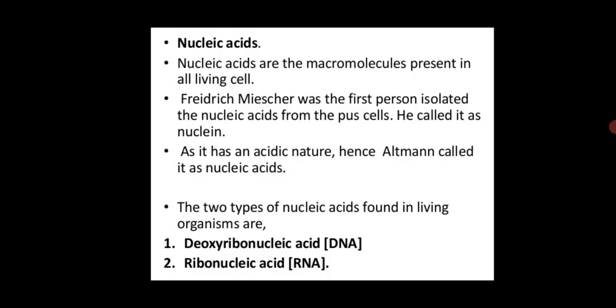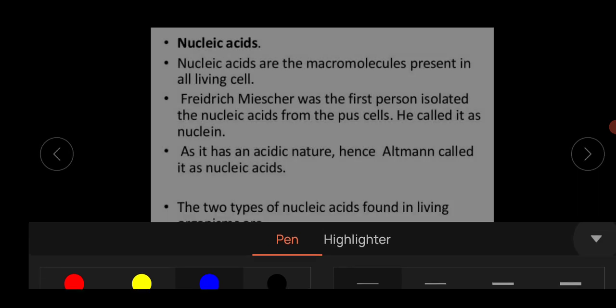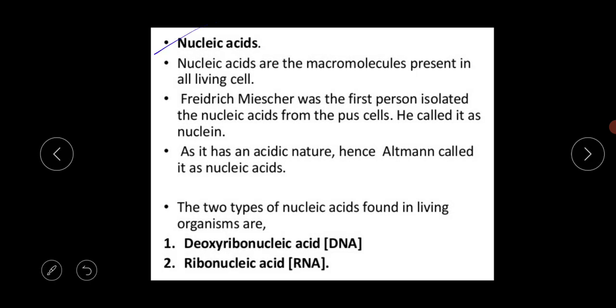The first slide contains the nucleic acid. The first thing we are going to discuss is the nucleic acid. So what is nucleic acid? These nucleic acids are macromolecules which are present in all living cells. So what is the meaning of macromolecules? In our body there are different types of biomolecules, and there are two types of biomolecules: the macromolecules and the micromolecules. Those whose size is larger are called macromolecules, and those whose size is smaller are called micromolecules.